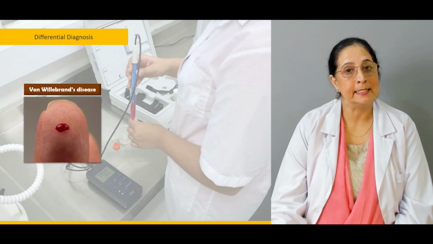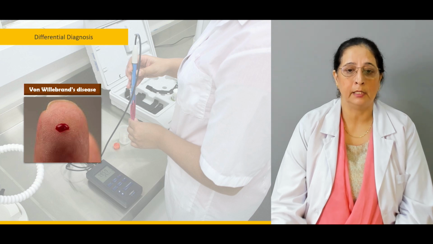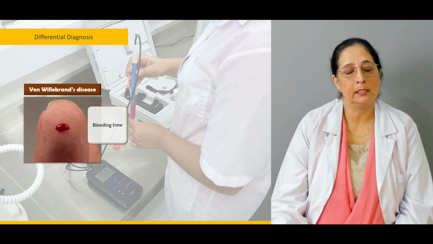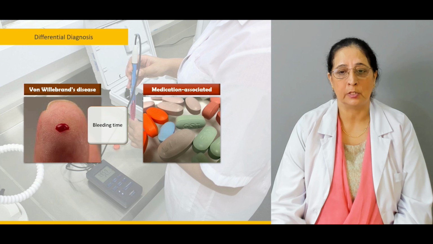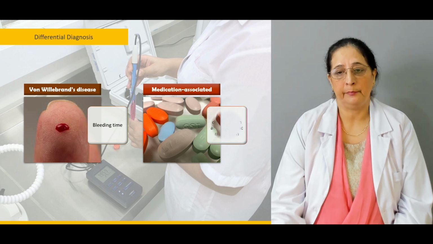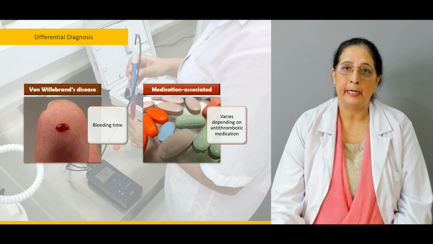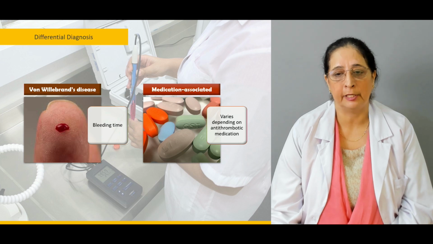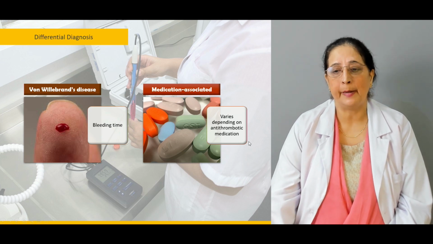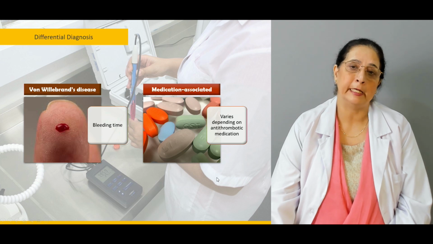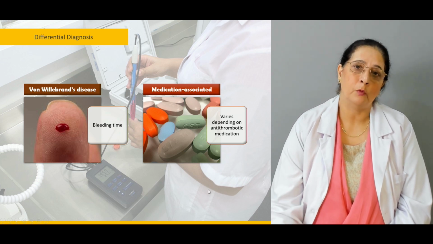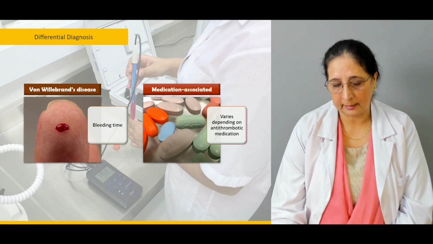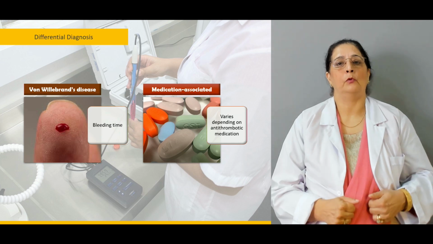Von Willebrand's disease, again, it's important in the differential diagnosis. Bleeding time is done for the diagnosis. Then medication associated. If patient is taking medications, then that also comes in the differential diagnosis. It varies depending on anti-thrombotic medication. It varies depending on which medicines are used, whether warfarin, heparin, that is causing the thrombocytopenia.